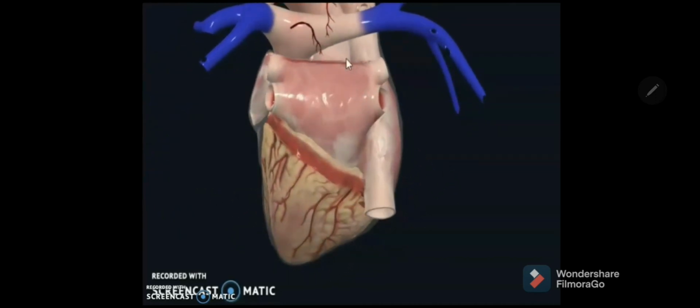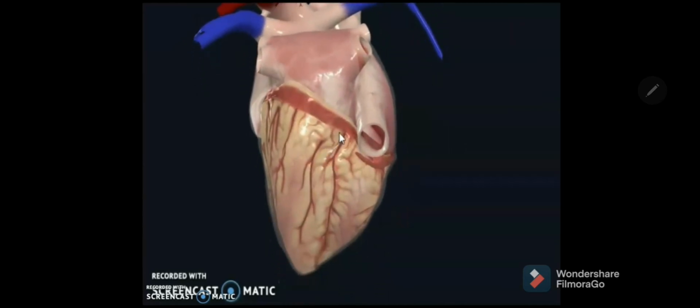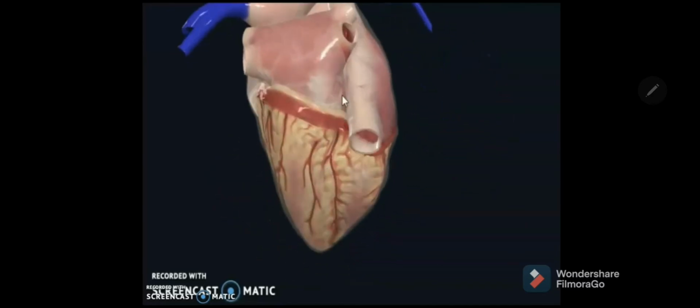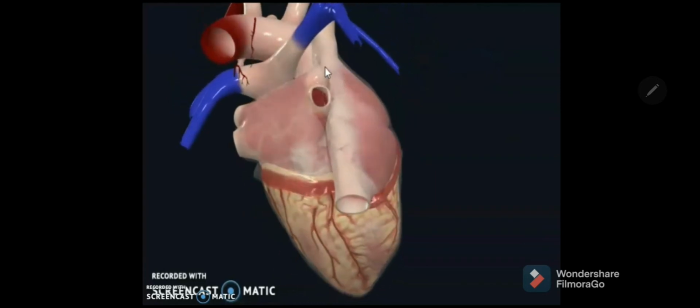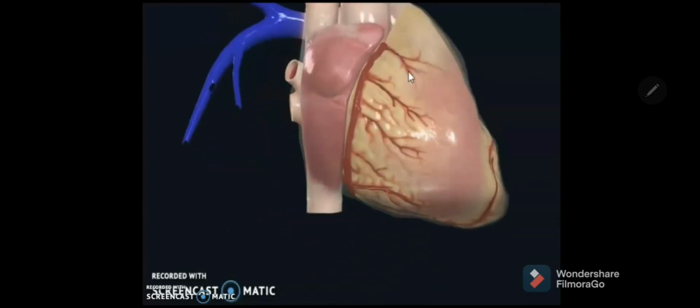And here you are seeing the base, which is formed by the atria, that is posterior atrioventricular sulcus. And you can notice here, this is the diaphragmatic surface, that is posterior interventricular sulcus. 2/3 is formed by the left ventricle, 1/3 is formed by the right ventricle. So you can see here, that is the interatrial groove separating the two atria, right atrium, left atrium, posterior atrioventricular groove, interatrial groove, and this one here, that is interventricular groove. Where they meet, they form the crux of the heart.